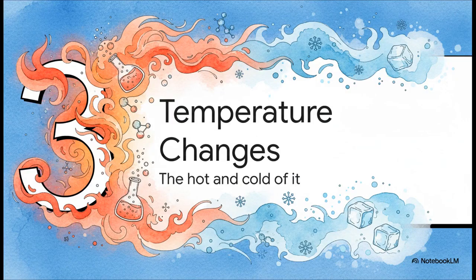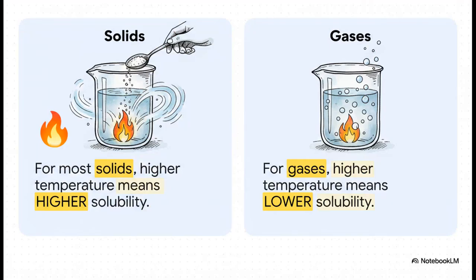Okay, but what if we start changing the rules of the game? Let's throw in a new variable, temperature. Does making things hotter or colder change how much stuff we can dissolve? Oh, you bet it does. And this is where it gets super fascinating. For most solids, like sugar, if you heat up the water, its solubility goes up. You can dissolve more of it. That's why hot tea dissolves sugar way better than iced tea.